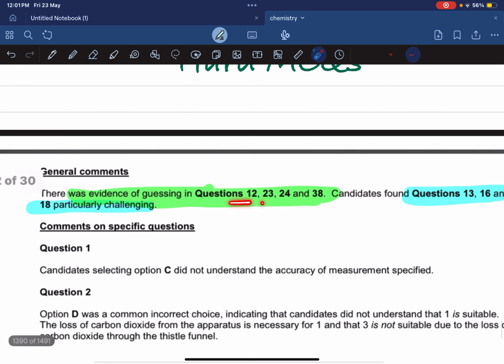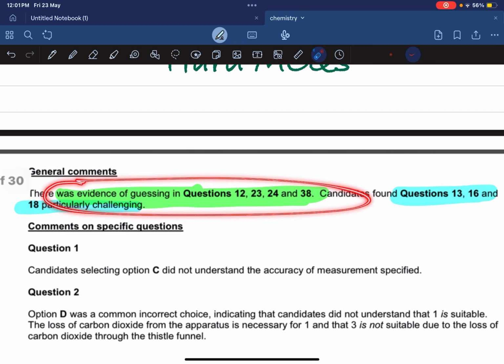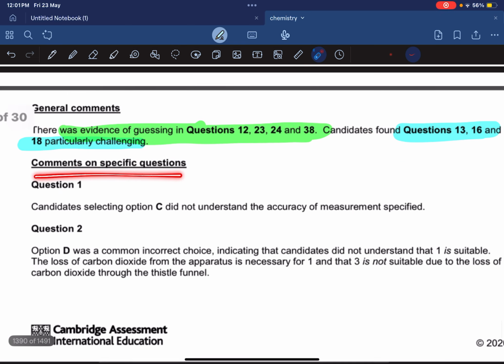The general comments for this year were that there was evidence of guessing in questions 12, 23, 24, and 38. Candidates found questions 13, 16, and 18 particularly challenging. So these were the difficult questions, and in this video we are only going to be practicing the hard questions. Let's get started. These were the comments on specific questions, and these are the questions we're going to be practicing.